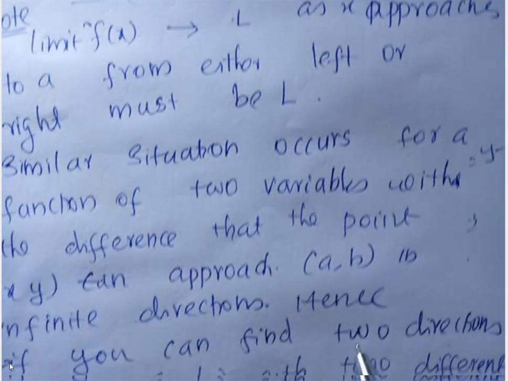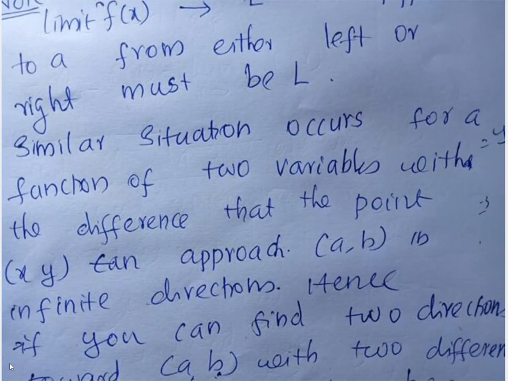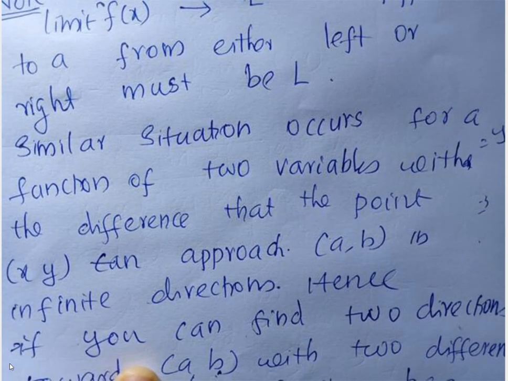So hence, if you can find two directions towards (a,b) with two different limits, then the function has no limit as (x,y) approaches (a,b), right? So there are some theorems and results based on that, and I'm going to define those results.